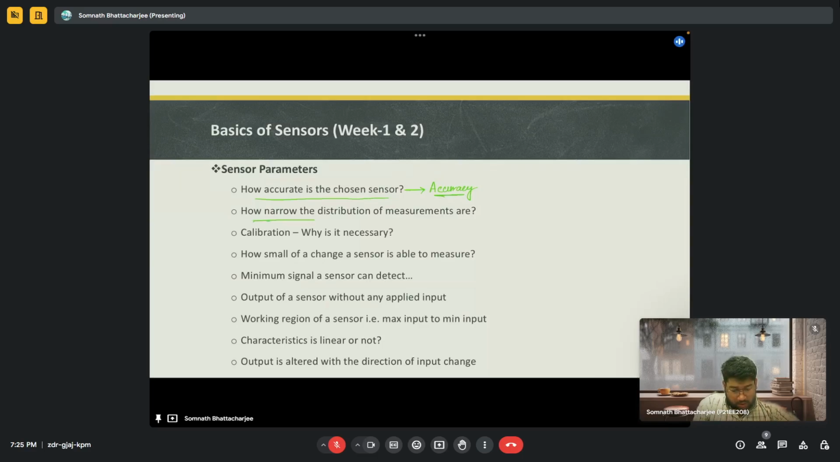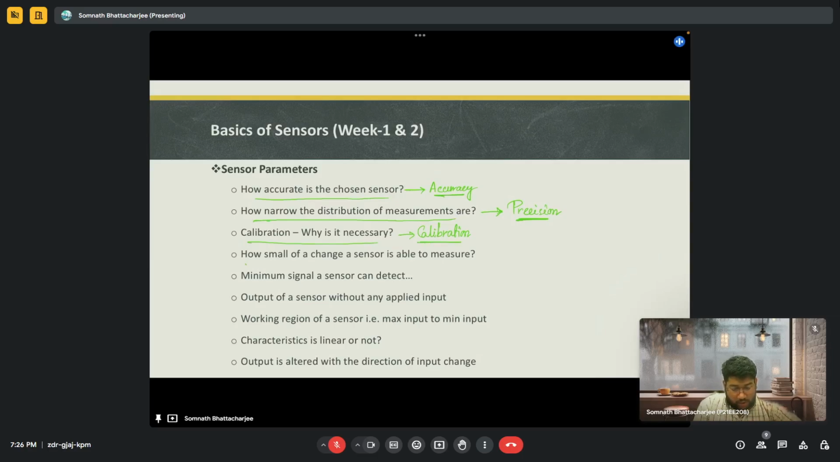Then the next question will be how narrow the distribution of measurements is. What does it mean? It means whether your sensor is precise enough or not. That is the precision of your sensor. Then we need to calibrate the sensor as well, so calibration is also necessary. We have to recalibrate based on our known values, so that our output value will be very near to our desired value.